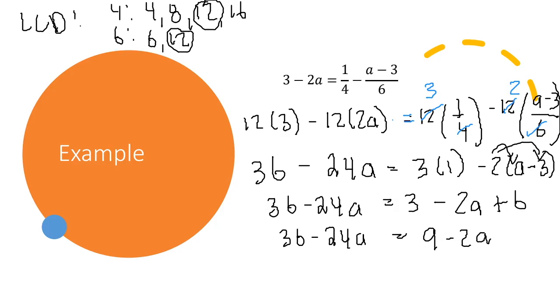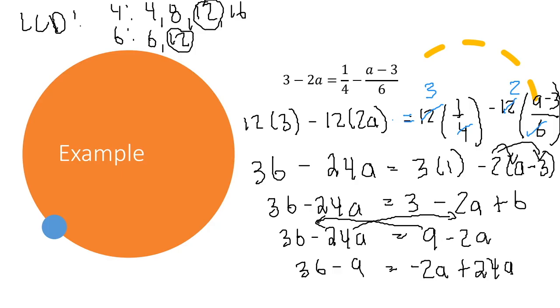I'm going to bring my a's to the right side and my numbers to this side. So I get 36, take away 9 because this was a plus 9, and negative 2a plus 24 because it was a negative a. So we get 36 take away 9 is 27. And then negative 2 plus 24 gives me 22a. And then my last step, I'm going to bring it up this way because I have no room.